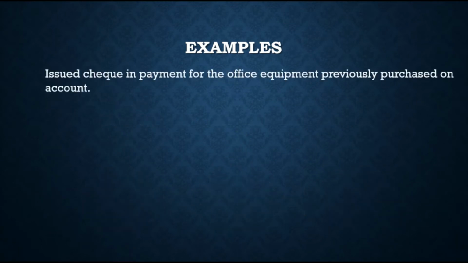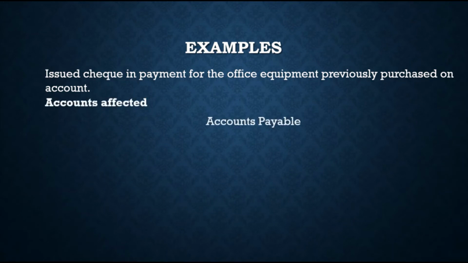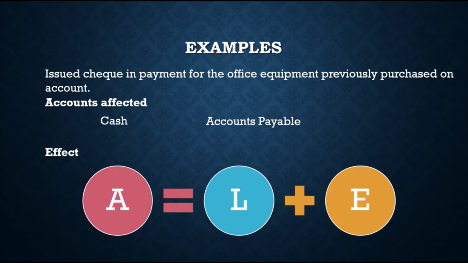Next transaction naman is issued check in payment for the office equipment previously purchased on account. So nag-issue daw ng cheque para sa pagbayad ng utang. So ang accounts affected dito ay accounts payable kanina since ayun yung utang, at cash kasi nagbayad si business. So alam naman natin na yung cash is asset and accounts payable is liabilities. So sa transaction na to, walang magiging effect sa equity. Since ang sabi, nagbayad si business, ibig sabihin, nabawasan na yung utang natin. So there is a decrease in liabilities at syempre, nabawasan din ang ating cash.